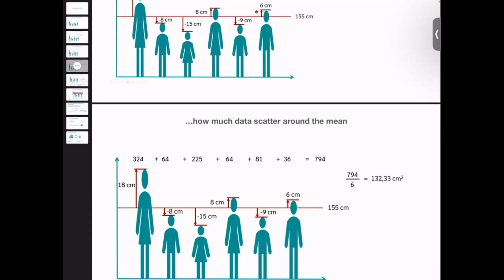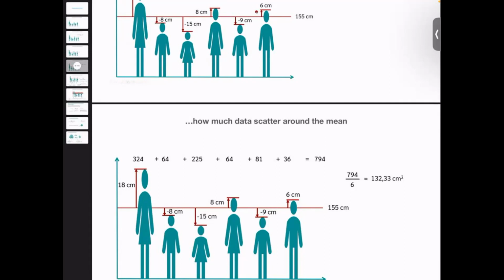I do the same thing for this kid. Take his height, subtract 155, which gives -8, and then square that -8. I got 64. Same thing here. I take this little girl's height, subtract the mean, and then square it. I got 225, and so on. So far, so good.